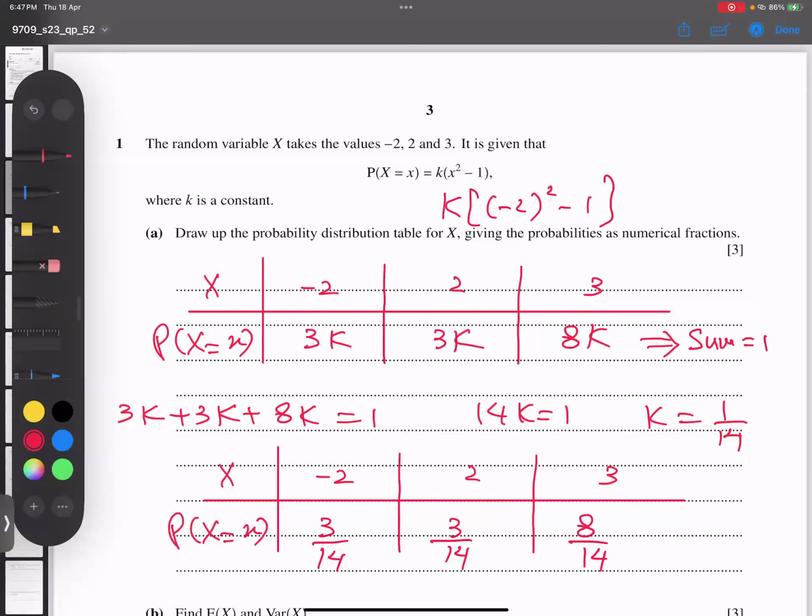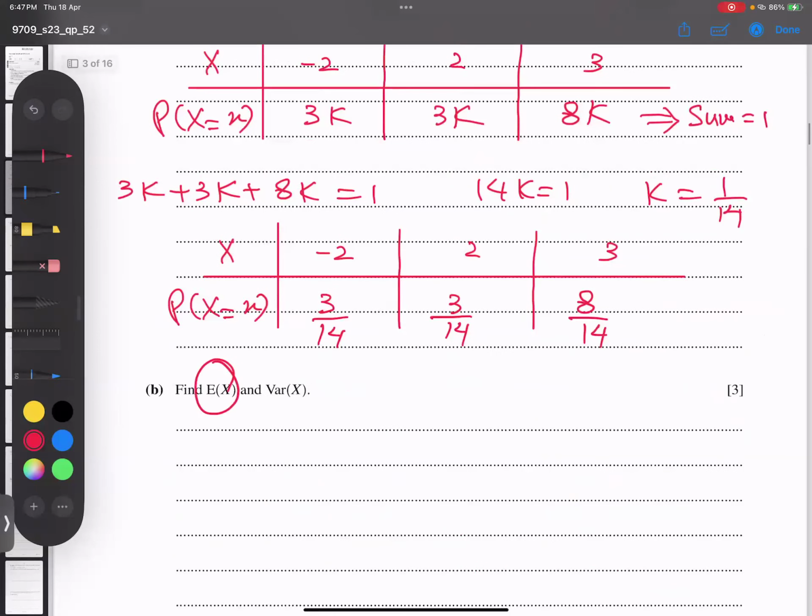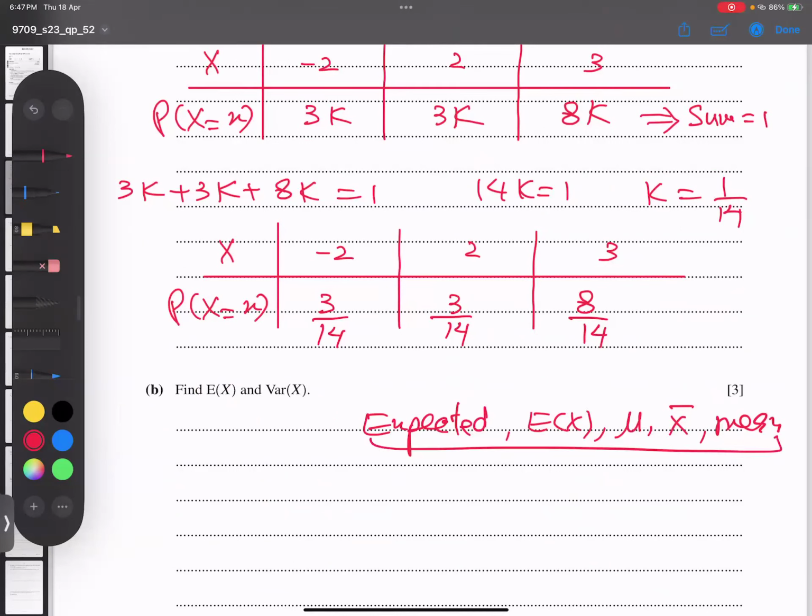Next part, he is asking us to find the E of x. Sometimes you use the word E of x, sometimes mu, or x bar, but x bar is used less, or the word mean. And one more, expected value. So all are the same. Now, E of x. What is the method to find E of x? Multiply them, multiply them, multiply them, and add them.